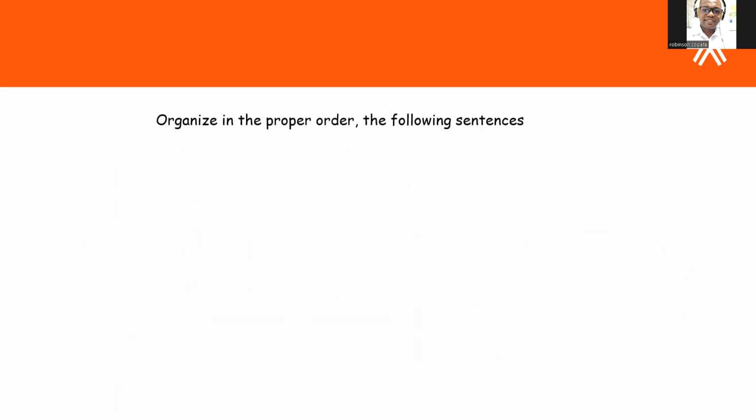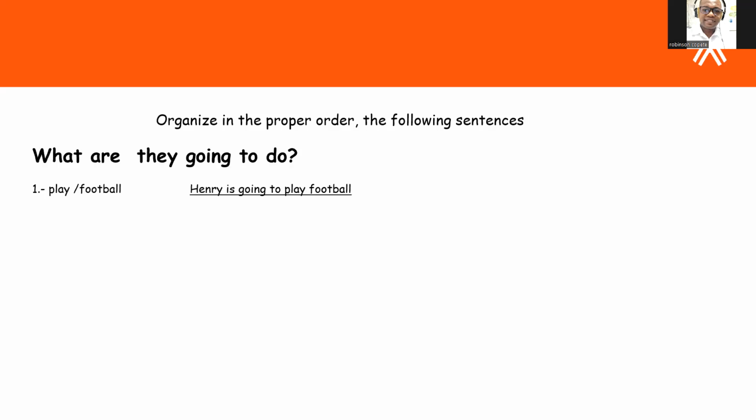Keep that in mind. Aquí, this practice is going to be conducted through the chat. You're going to write in the chat. I'm going to shout out just to revise what you're going to be sharing through the chat. You say, organize in proper order the following sentences. Remember, you are going to write the sentences correctly through the chat. You send it, I check that out, and then you can say, oh, hey, that was good. Aquí tenemos un ejemplo. What are they going to do? Remember, tienen que tener presente la intención, la planificación. ¿Listo? What are they going to do?